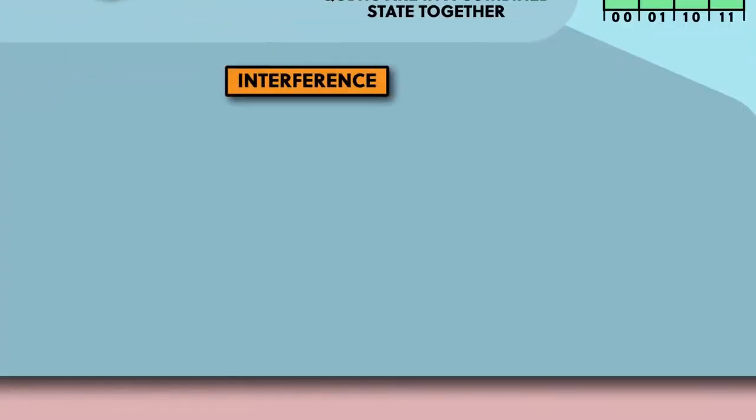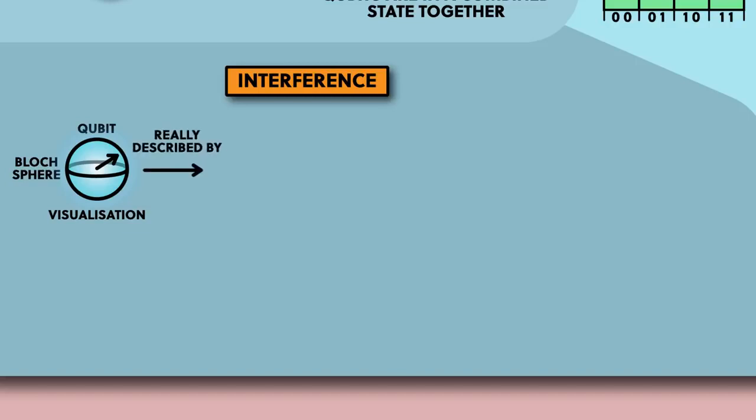To explain the effect of interference, we need to go back and look at my picture of a qubit, technically called a Bloch sphere. Now, a qubit doesn't actually look like this. This is just a really nice way of visualizing the state of a qubit. In reality, the state of a qubit is described by a more abstract entity known as a quantum wave function.